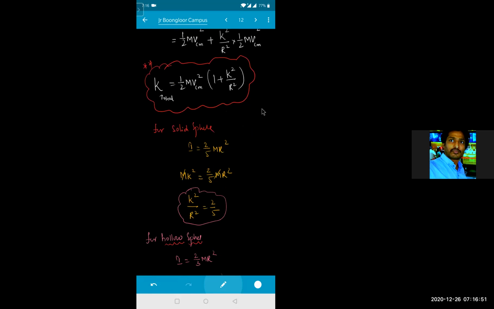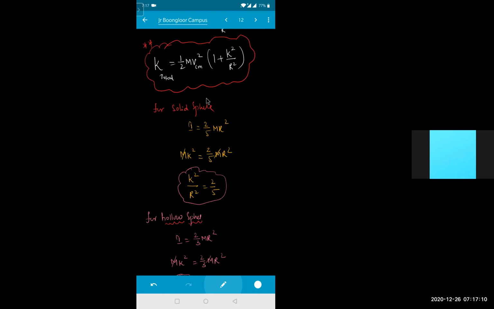Now for solid sphere, moment of inertia is how much? 2 by 5 m r square. The I value is m into k square, so this m gets cancelled. The k square by r square value is 2 by 5. So 1 plus 2 by 5 is how much? 7 by 5. You get the answer.